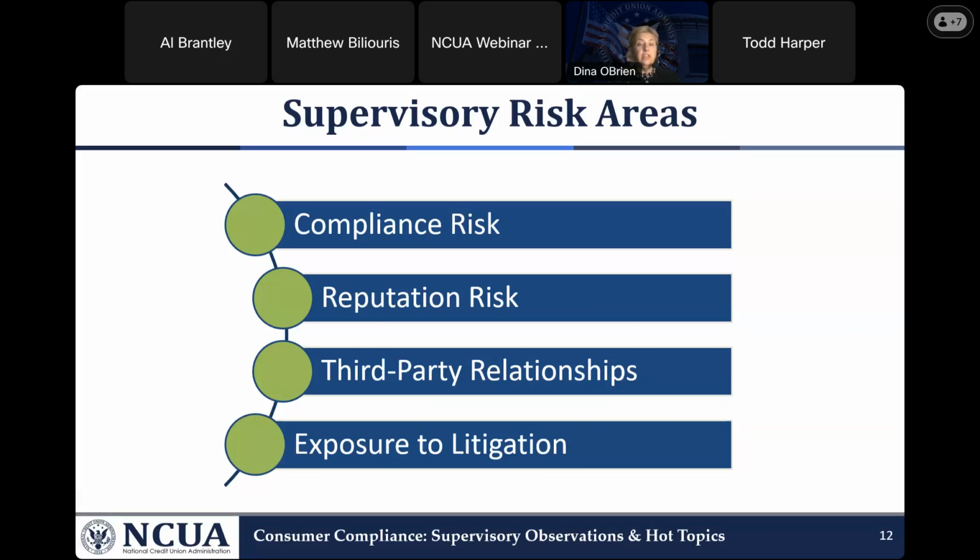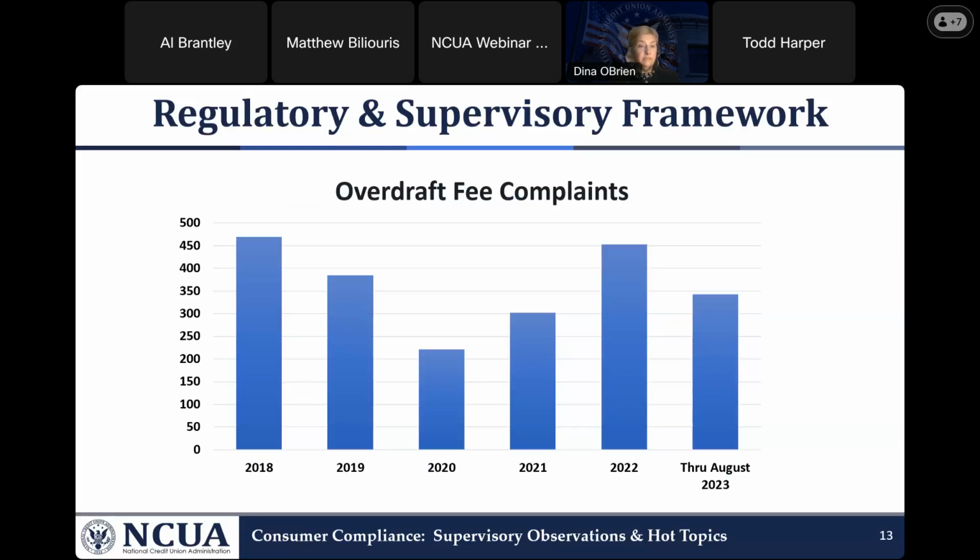Credit unions that engage in any third-party relationships related to their overdraft programs should conduct ongoing due diligence and risk assessments in all 7 risk areas. There have been class action lawsuits against credit unions involving overdraft practices and disclosures. Some of these lawsuits have resulted in substantial settlements, including restitution and legal fees. Next slide, please.